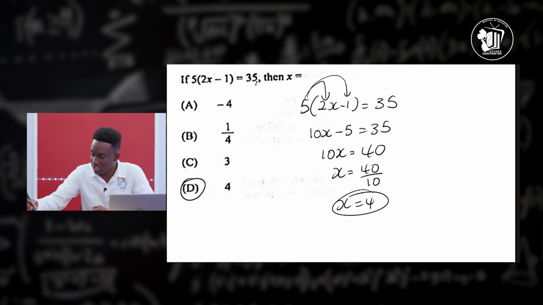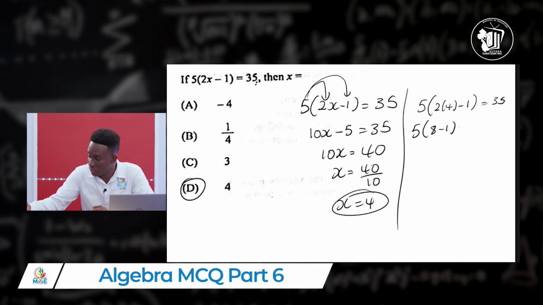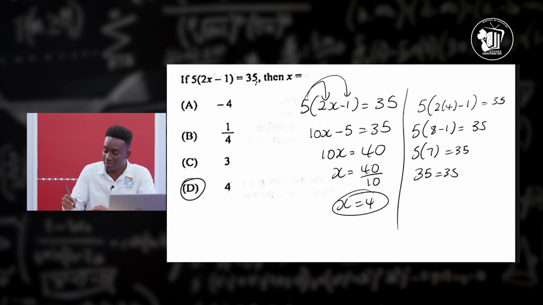I can double check. You can check your answer to make sure. So this is 5 multiplied by 2 times x, which is 4, minus 1. It should be equal to 35. So 5 multiplied by 2 times 4 is 8, minus 1, and it should equal 35. So 5 multiplied by 8 minus 1 is 7, is equal to 35. So 5 times 7 is equal to 35. So our answer is indeed 4.